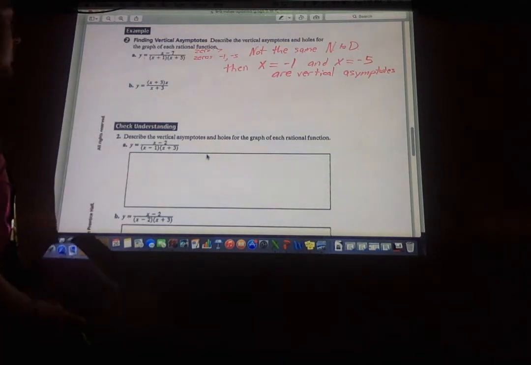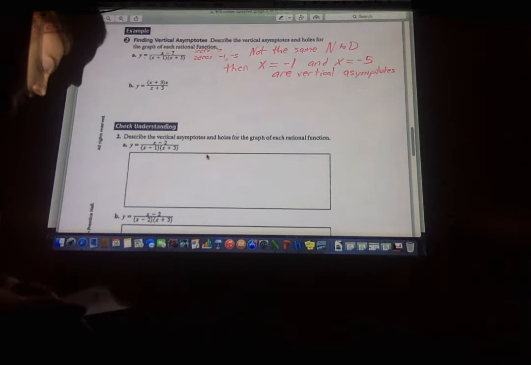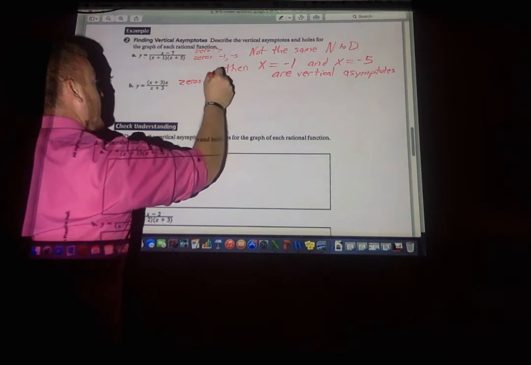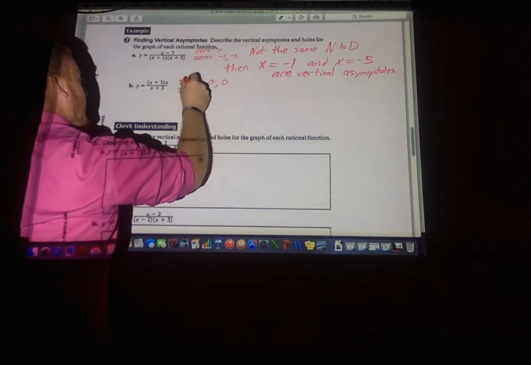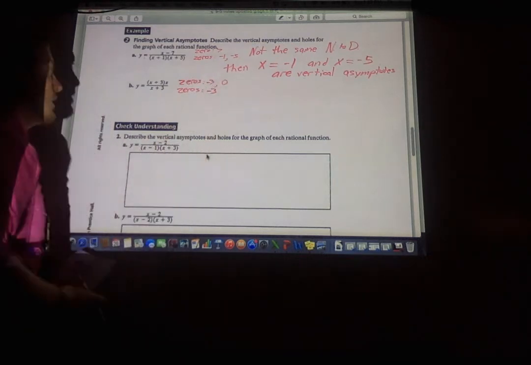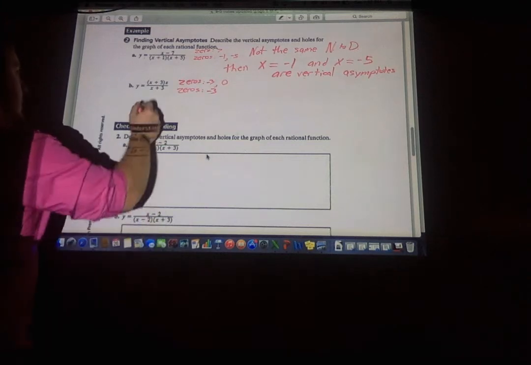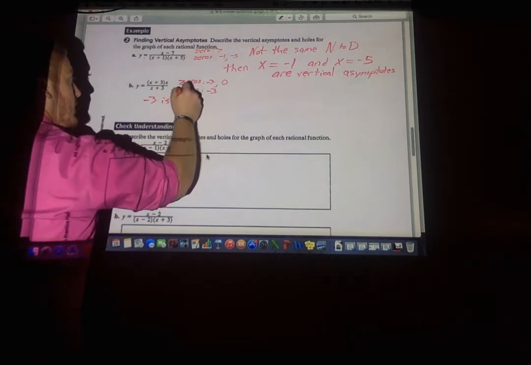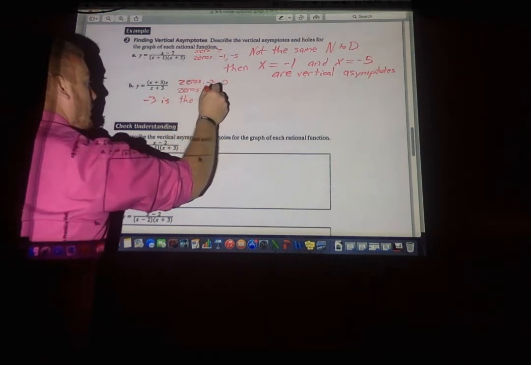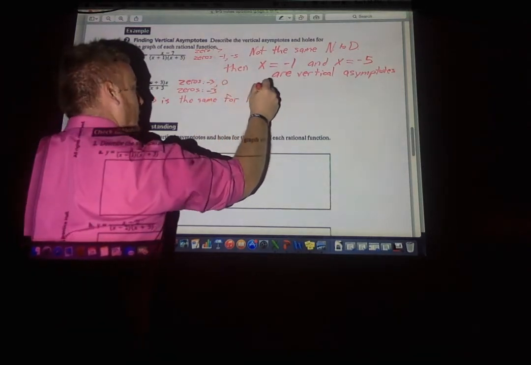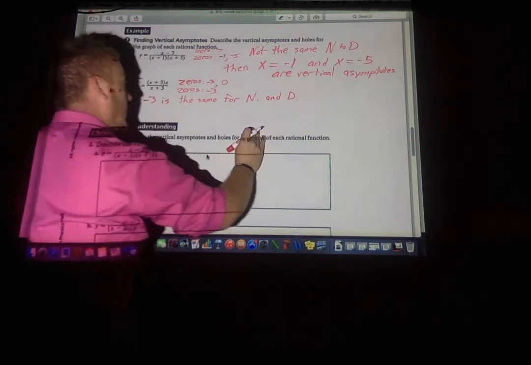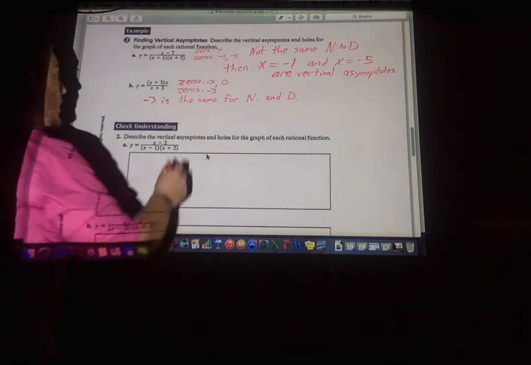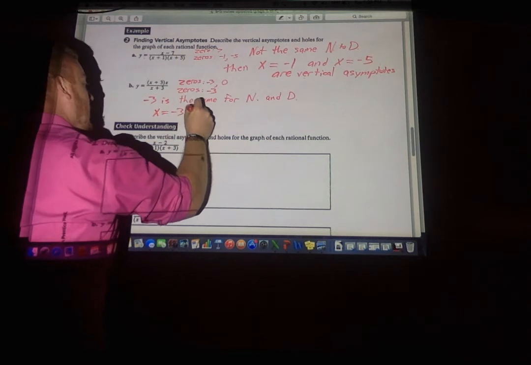All right, let's look at this next one down. This one looks similar to the one that I showed you for an example earlier. My zeros for the numerator here are at -3 and 0. My zeros for the denominator are at -3. All right. Since -3 is the same for the numerator and denominator, what happens? Well, -3 will then be a hole. All right? So x equals -3 is a hole.